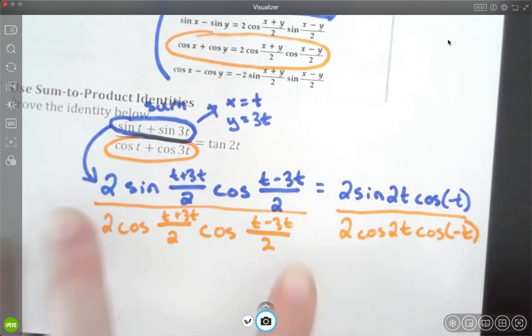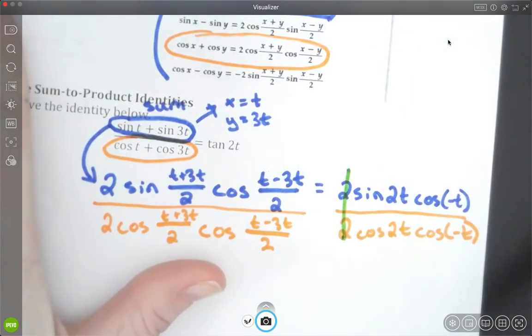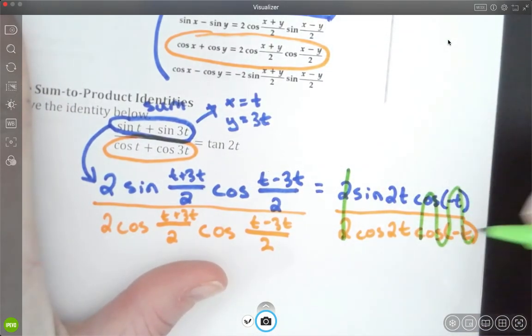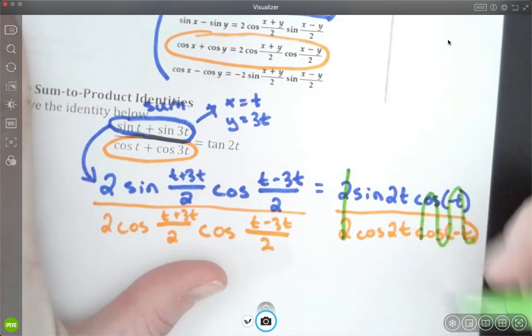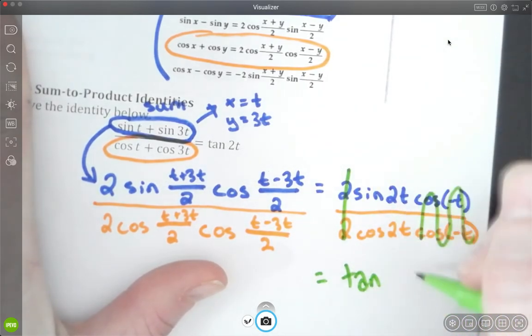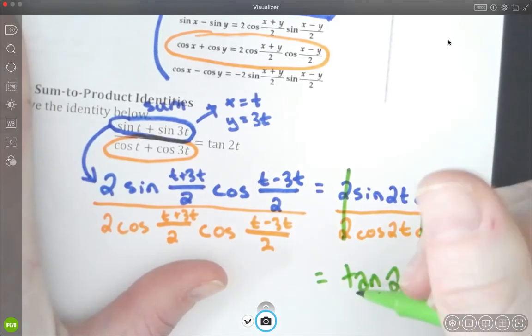And now beautiful things happen. We're trying to get to this point. Do you see how it makes tangent? The 2's are going to cross out. The cosines are going to cross out. So I have sine of 2t over cosine of 2t, which is tangent of 2t. There you go, done.